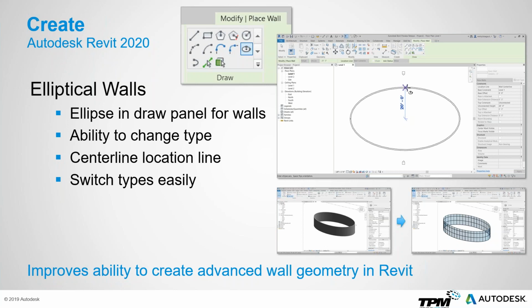You cannot work with outside edge or inside edge, or sorry, outside face or inside face. But at that point, it's still a wall. You can trim it, you can work with it, you can swap out wall types. It is a wall. We just simply now have the shape of elliptical walls to work with.